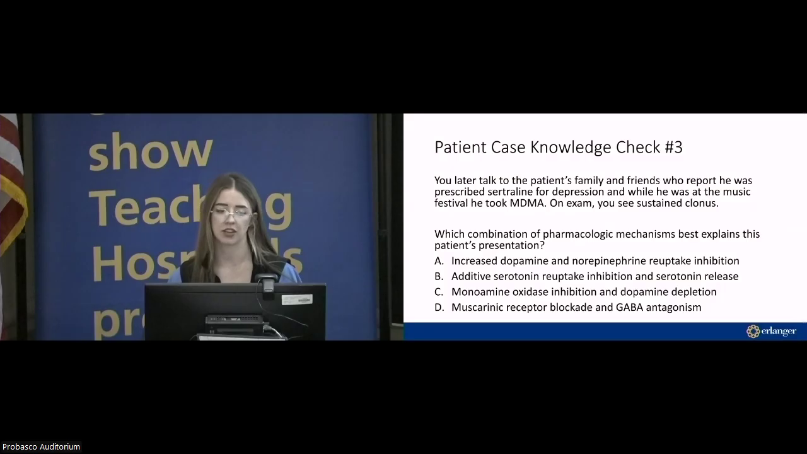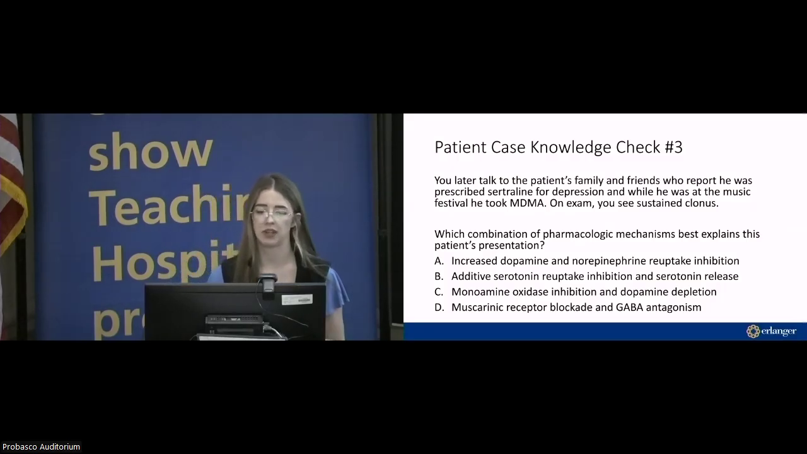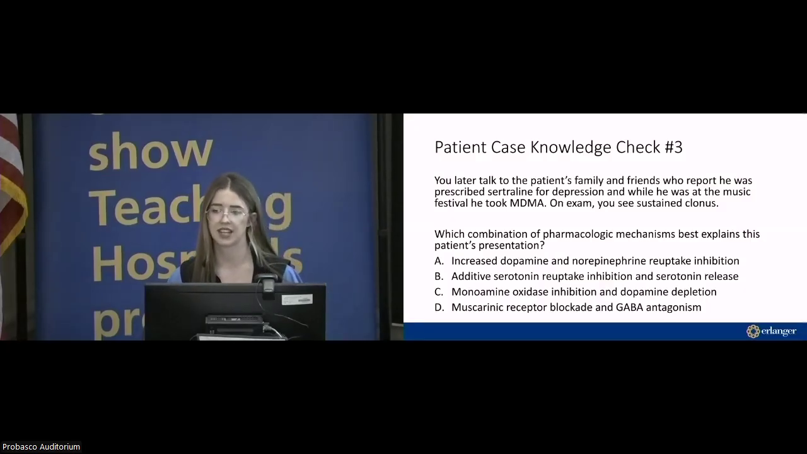This is your knowledge check 3. You later talk to the patient's family and friends, who report he was prescribed sertraline for depression, and while he was at the music festival, he took MDMA. On exam, you see sustained clonus. Which combination of pharmacologic mechanisms best explains this patient's presentation? Is it A, increased dopamine and norepinephrine reuptake inhibition; B, additive serotonin reuptake inhibition and serotonin release; C, monoamine oxidase inhibition and dopamine depletion; or D, muscarinic receptor blockade and GABA antagonism?